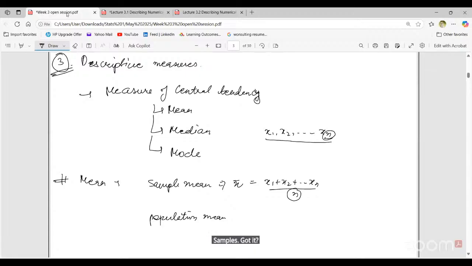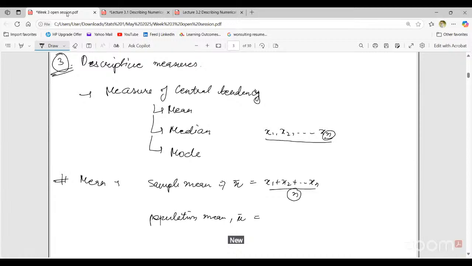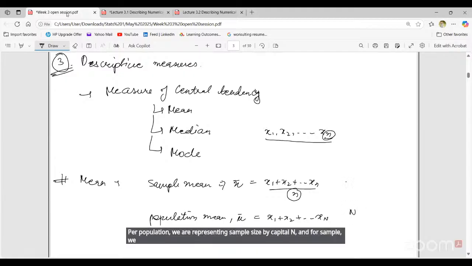Yes, ma'am. Now, the population mean is denoted by mu. It would be x1 plus x2 till xn divided by the population size. For population, we represent the size by capital N, and for sample, we represent the size by small n. Got the formula?